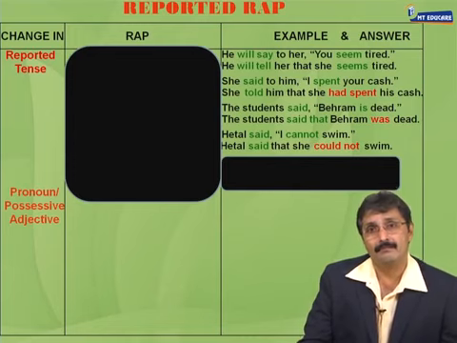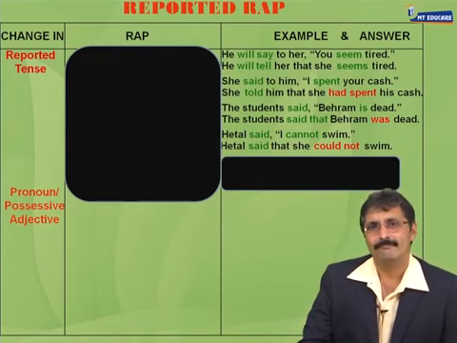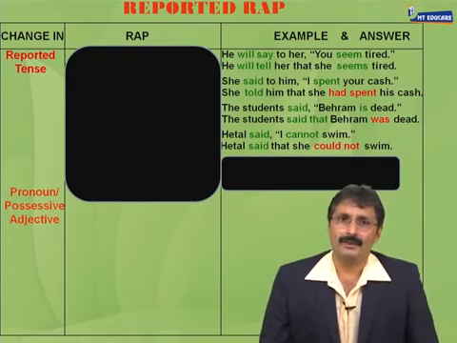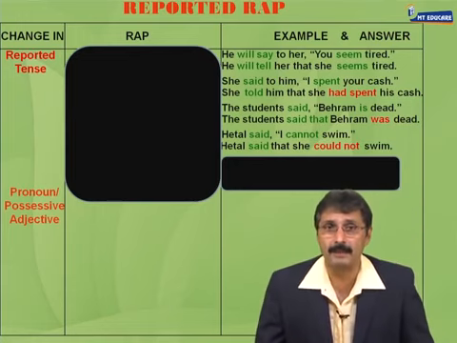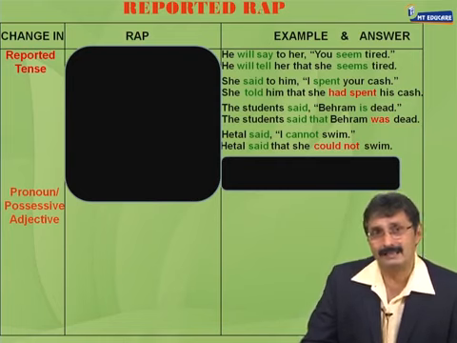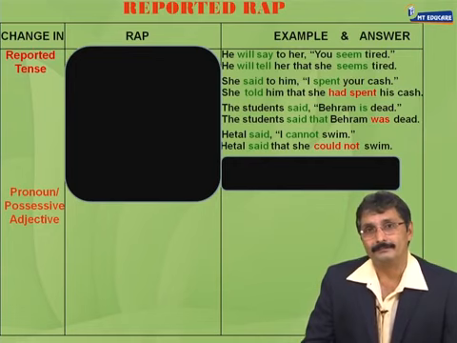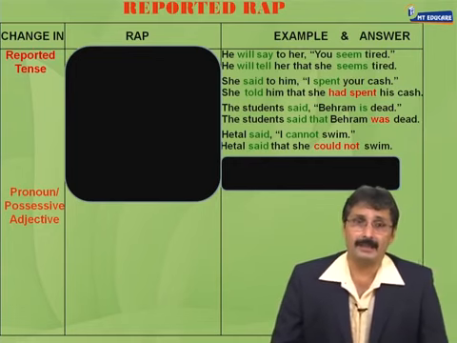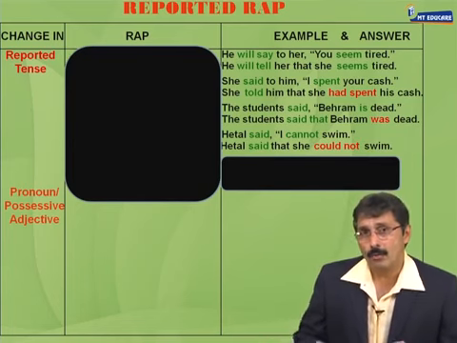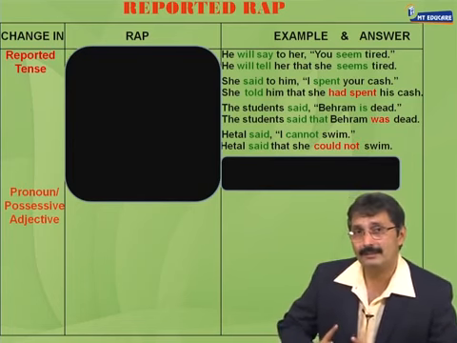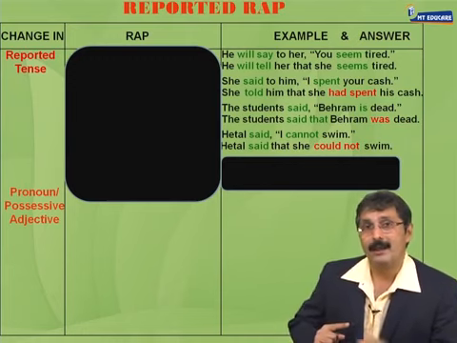लेकिन in the remaining three sentences, अंदर के verb का tense change हुआ. In the second sentence, अंदर का tense spent, past tense became past perfect, had spent. In the third sentence, is dead became was dead, past tense. Present tense का past tense हुआ. And in that sentence, Hetal said, I cannot swim, can became could. What is happening? I want you all to think, why in the first sentence, अंदर का tense change नहीं हुआ, जबकि बाकी तीन sentences में अंदर का tense change हुआ?